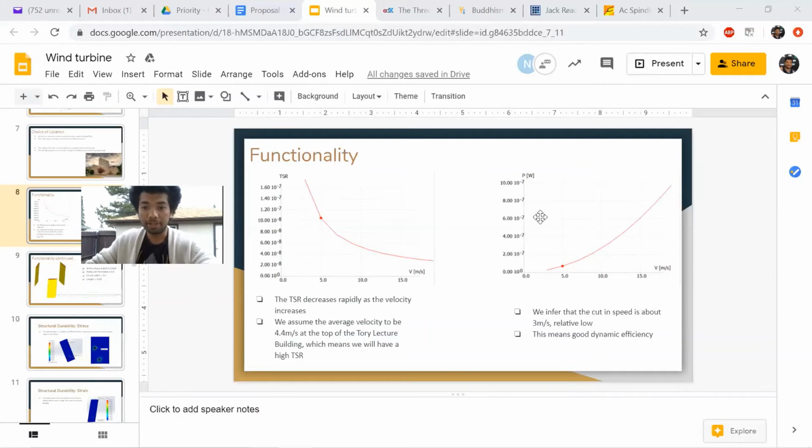And from the second graph, which is the power in watts versus the velocity in meters per second, we can infer that the cut-in speed is about 3 meters per second, which is approximately 10 kilometers per hour, which is relatively low, especially considering that the windmill is going to be stationed at the top of the Tory Lecture building. And so this means that the dynamic efficiency will be really good because it can start moving at really low wind speeds.